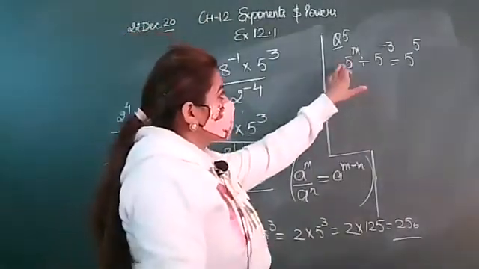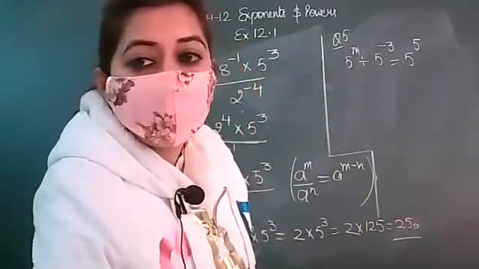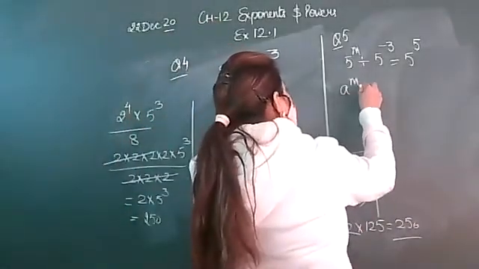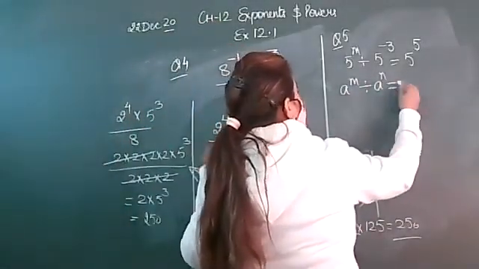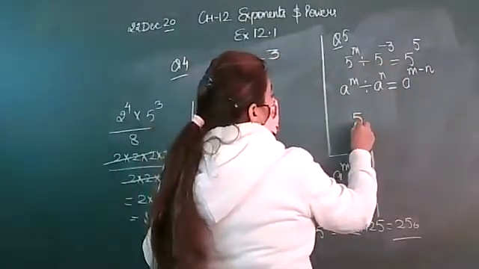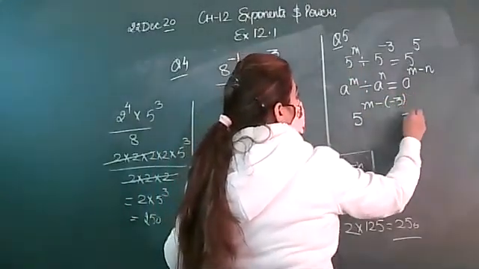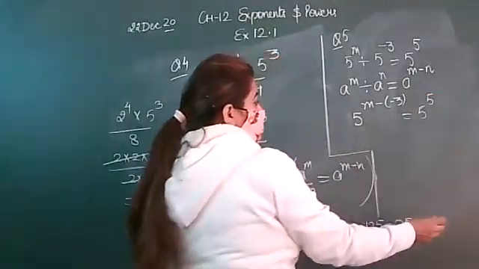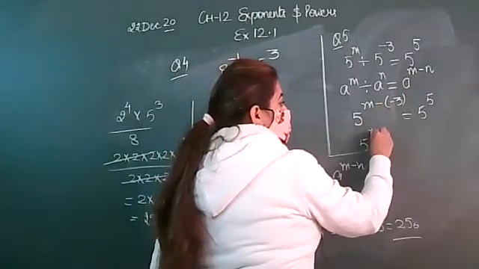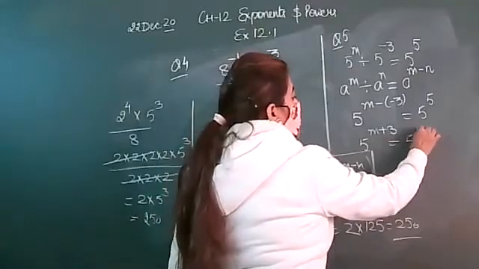Now look here, beta. As you can see that again the bases are same and the terms are dividing. So powers will be subtracted by the second law of exponent. So I'm writing here a raised to power m divided by a raised to power n. Then the power will be subtracted. So here also you will use the same law, 5 raised to power m minus of minus 3 equal to 5 raised to power 5. So when you solve this, minus minus will become plus, equal to 5 raised to power 5.